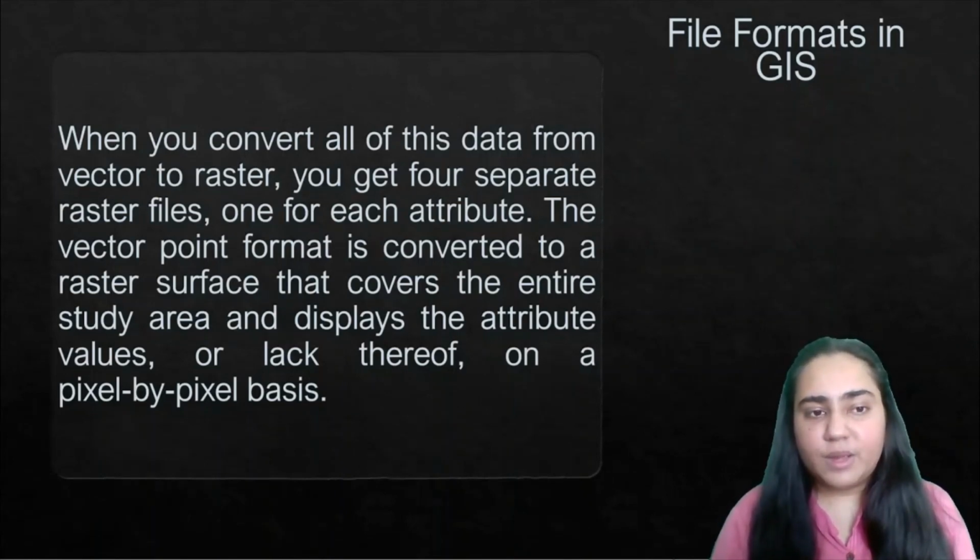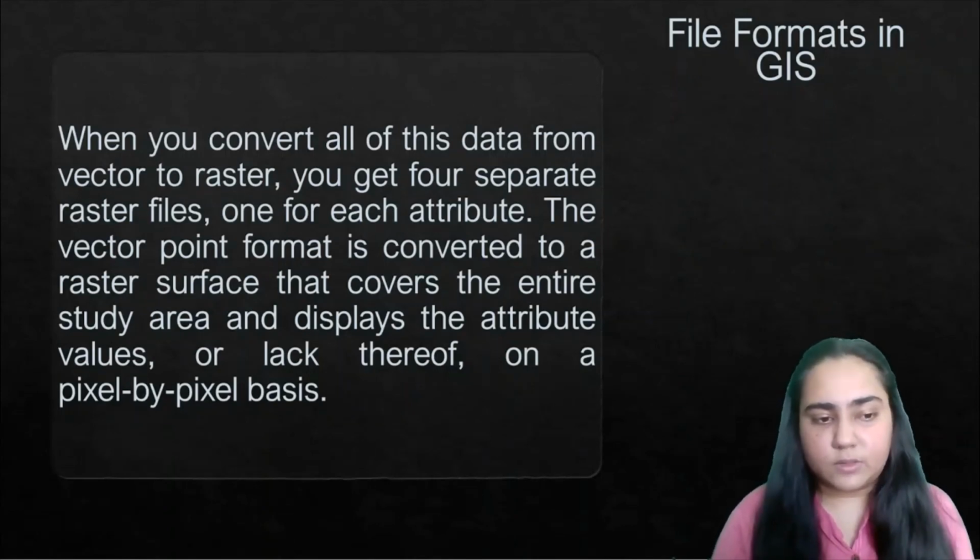The vector point format is converted to a raster surface that covers the entire study area and displays the attribute values or lack thereof on a pixel by pixel basis.